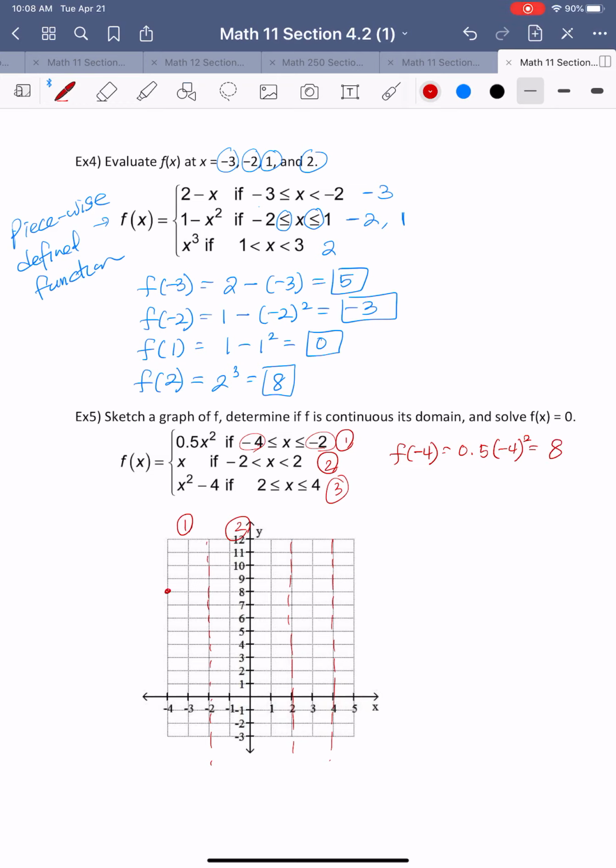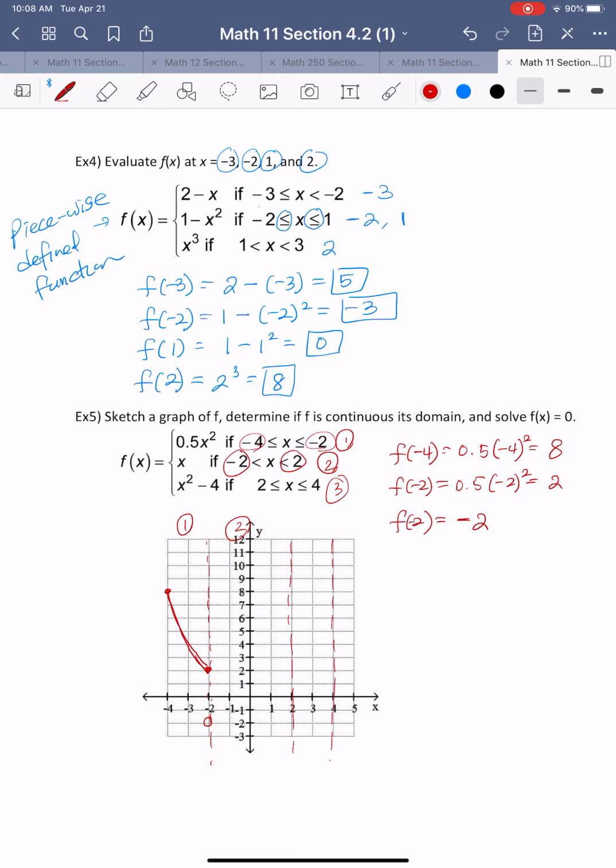So right here. And then for -2, I have to use the first function too. So 0.5 times -2 squared, which becomes 2. So f of -2 is 2, and it's closed. But it's a parabola, so you need to make it nicely curved, not straight. And then I have to use -2 and 2 even though it's not equal. If I use -2 again, with the second function, it is -2, but this time it is open. So you have to open it right here because it's not closed.